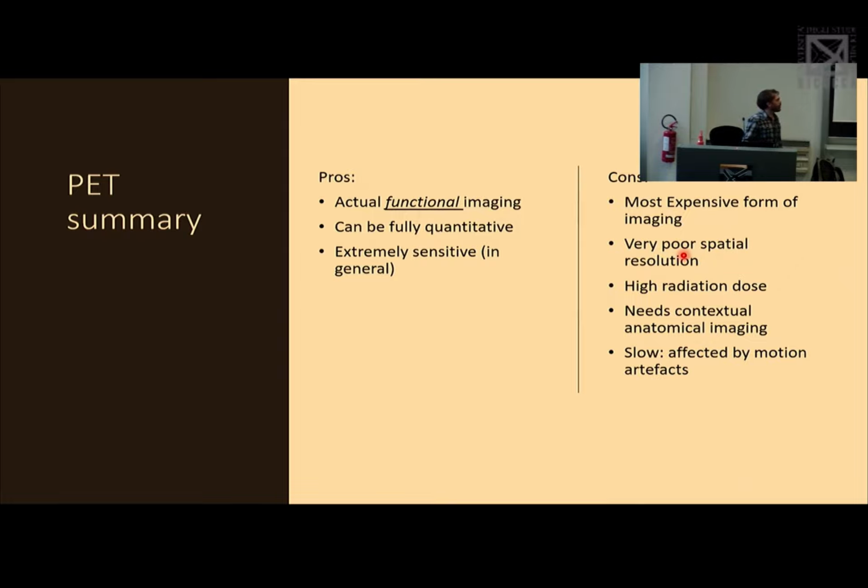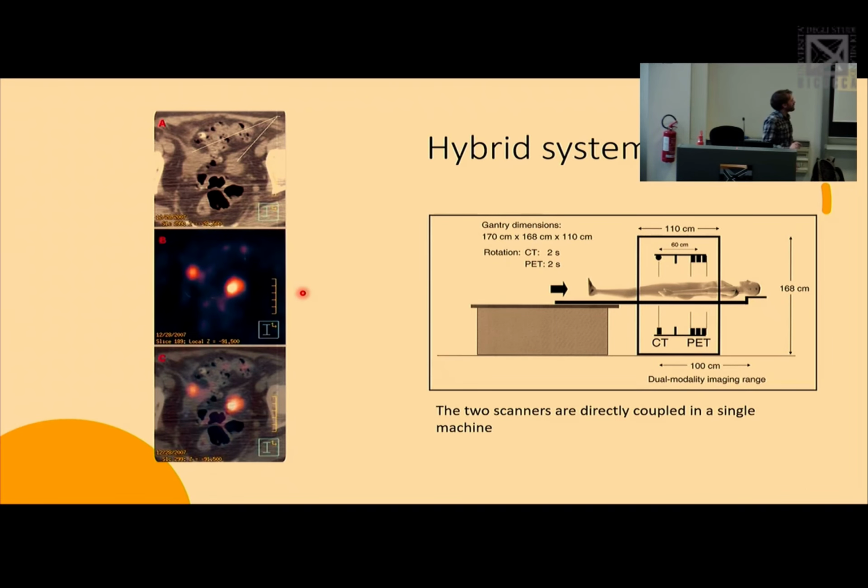It has very poor spatial resolution, half a centimeter or so. Higher radiation dose, you need contextual anatomical imaging to interpret the results, and it's also slow, so it's affected by motion artifacts. My last slide on that is what they invented for that, which is hybrid PET-CT systems, where they just stack together a CT scanner and the PET scanner in the back using the same bed, and so you easily and automatically get two images that are intrinsically registered, superimposed.